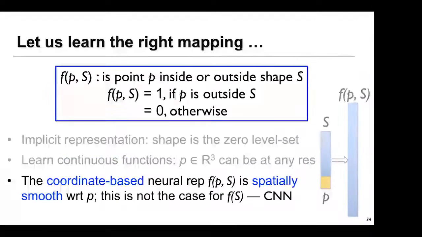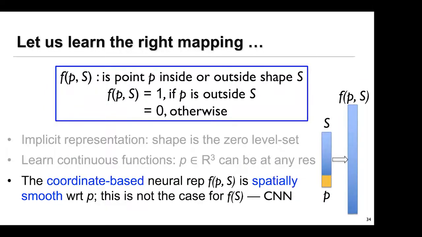And finally, this is called a neural implicit representation. There's another term, which is called coordinate-based neural representation. It's actually spatially smooth with respect to the coordinate p because it's explicitly part of the input, and you cannot say the same about the CNN-based decoding.